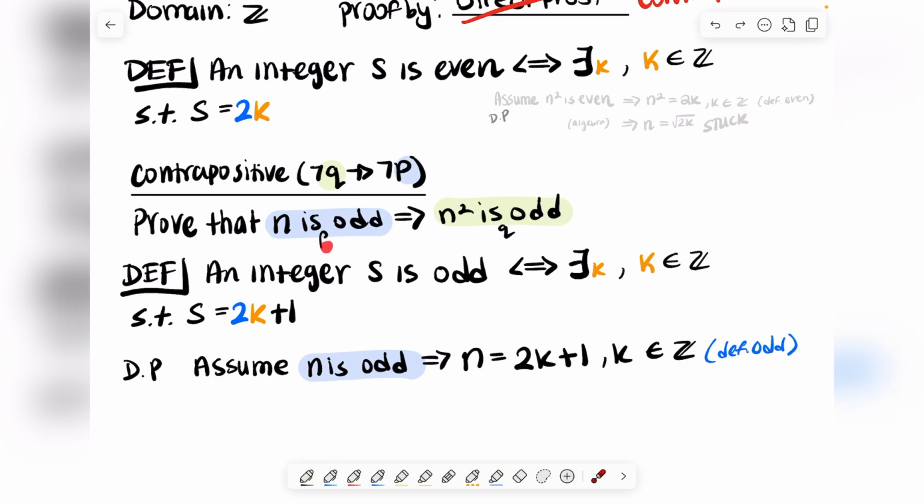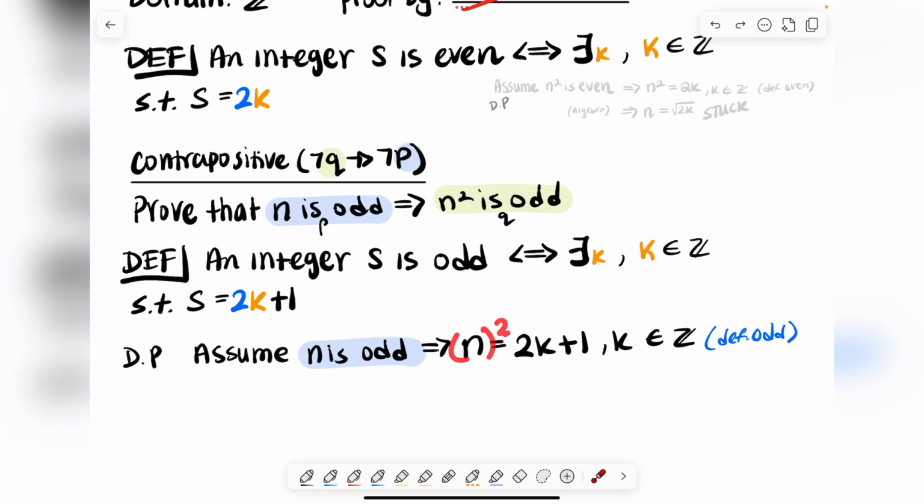So right now we're at P, but we want to get to Q. We want to show that Q is true. But Q says something about N squared, so we have to say something about N squared eventually. So the question is, how do we go from N to N squared? Because all we have is N. Well, you can literally square N, but whatever you do to one side, you have to do to the other. So with some algebra, we have N squared is equal to (2K plus 1) squared, and this is still equivalent because I did the same thing to both sides.